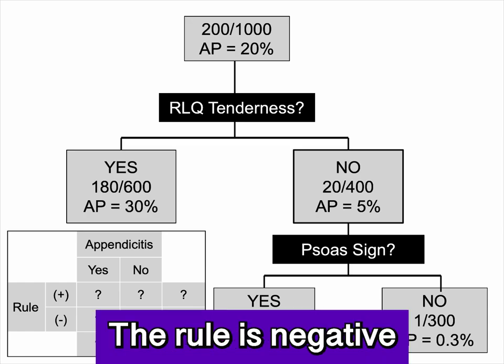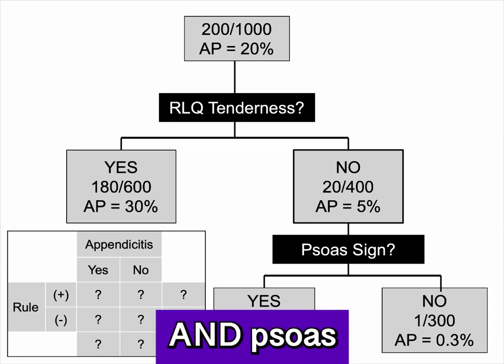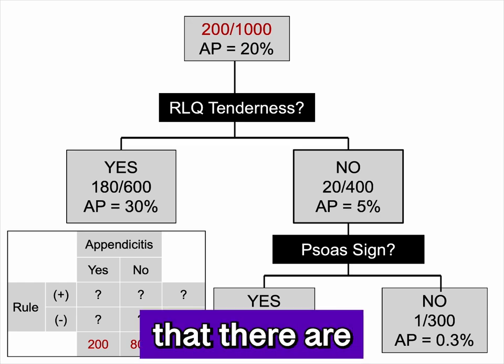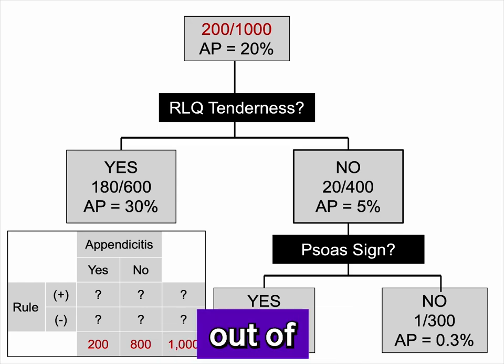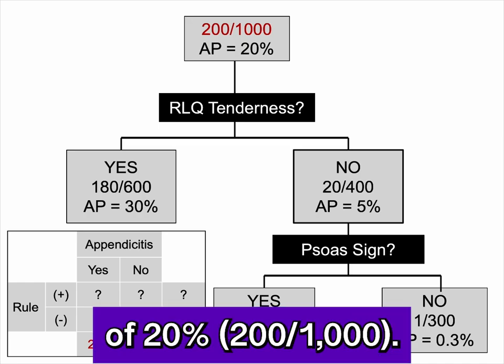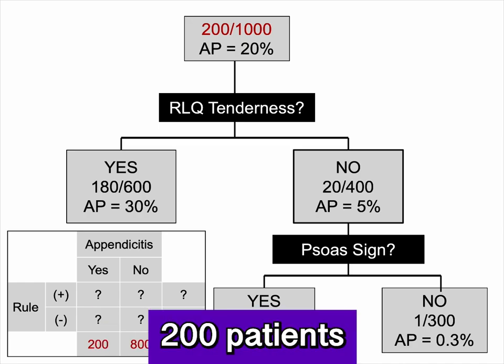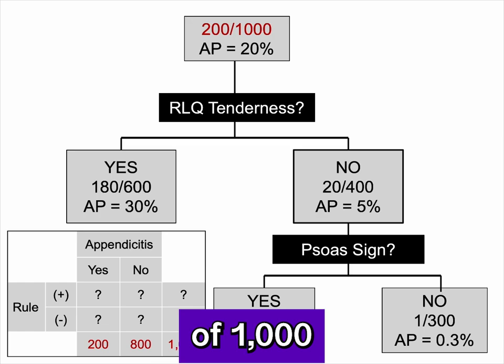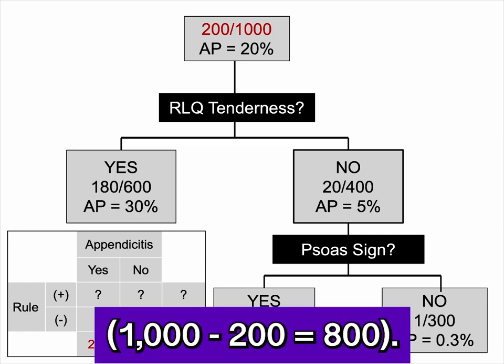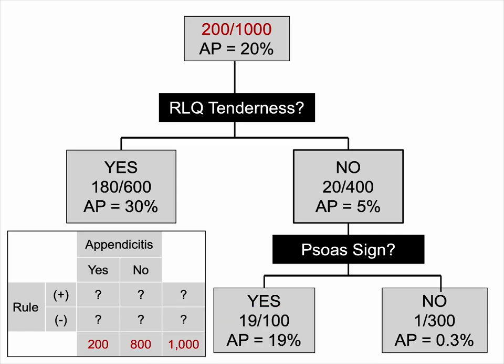The rule is negative if right lower quadrant tenderness and psoas sign are negative. From the parent node, we can see that there are 200 patients with appendicitis out of the 1,000 patients, for a prevalence of appendicitis of 20%, 200 divided by 1,000. If there are 200 patients with appendicitis of the 1,000, then there are 800 patients without appendicitis. 1,000 minus 200 equals 800.